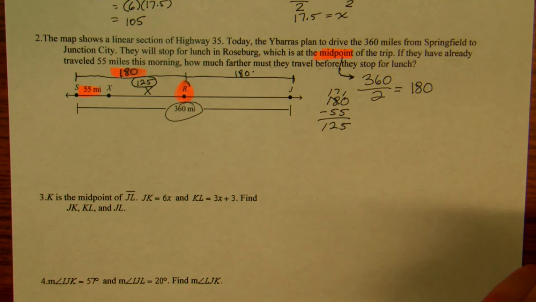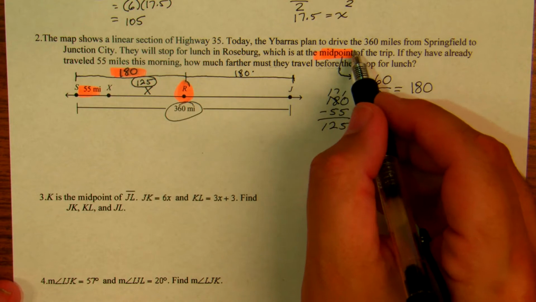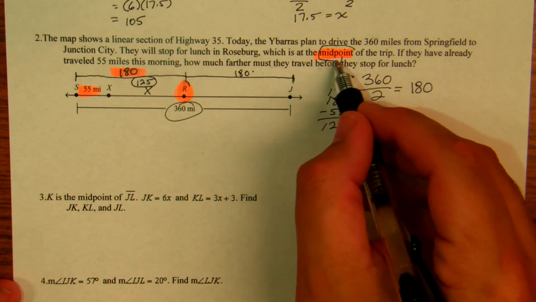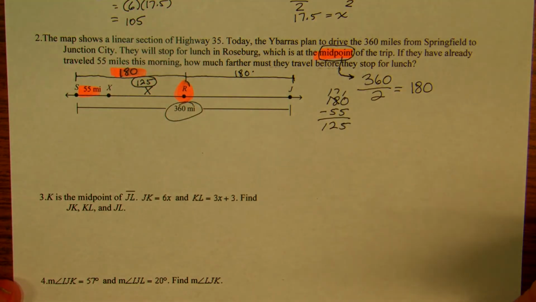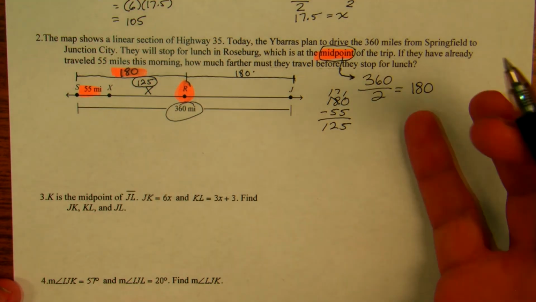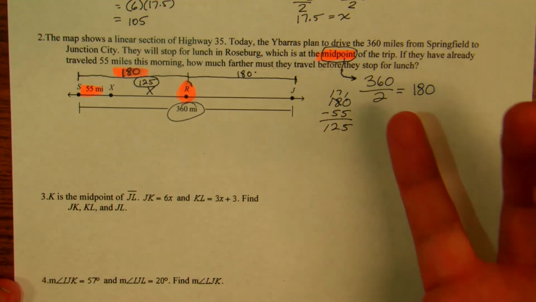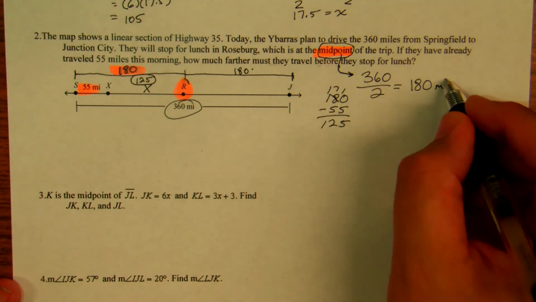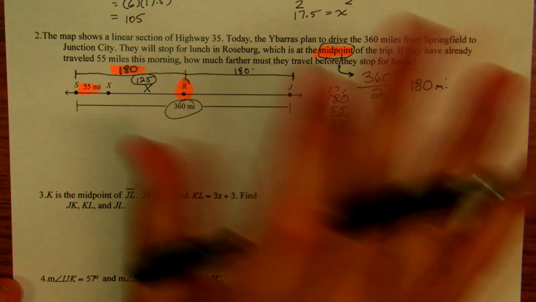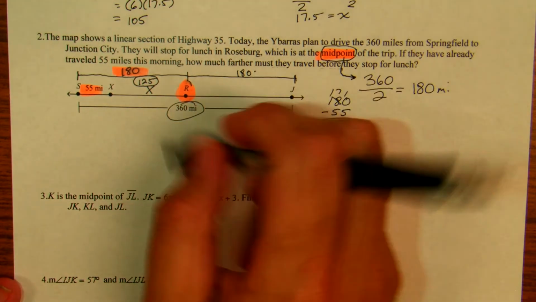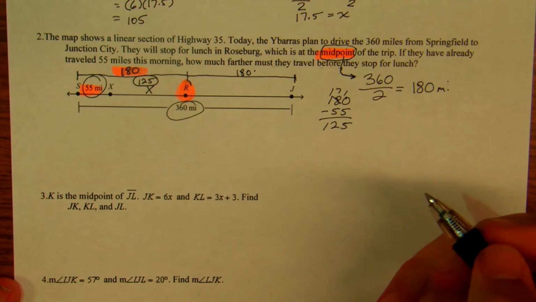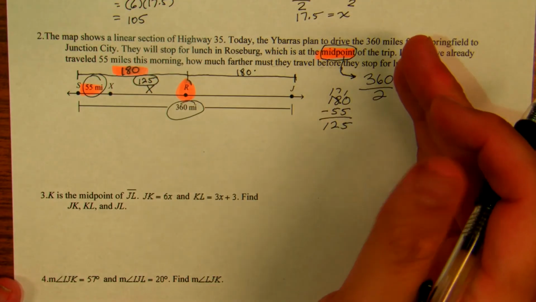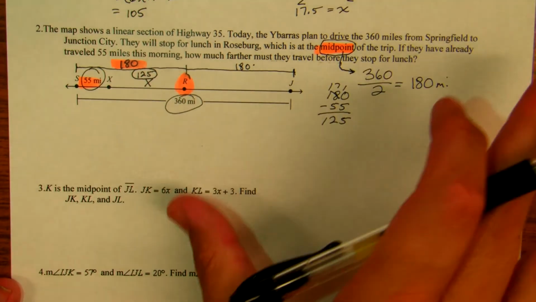Now, the first time through, results were kind of poor on that question. And I think it had to do with the fact that you didn't really do anything with the midpoint. Or if you did, I also saw that when people came up with 180 miles, they just said, all right, it's 180 miles that they have to travel yet. But they've already traveled that 55 miles. So you got to read the question thoroughly. You got to make sure that everything is going the way that you need it to.